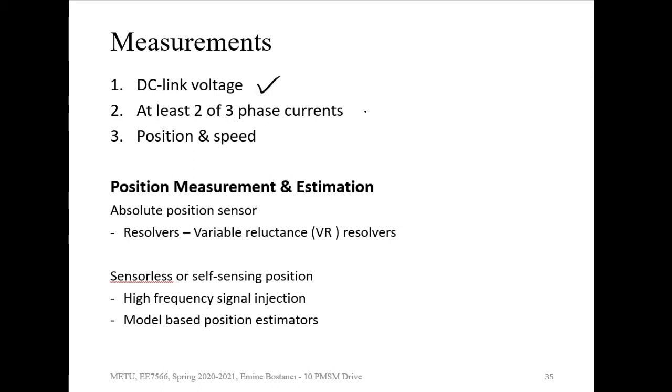At least two of the three-phase currents, IA, IB, and IC, two of them, so that I can calculate ID and IQ, which are going to be regulated. Moreover, I need to have the position, and by taking the derivative of the position, I can get the speed, electrical speed or the mechanical speed.